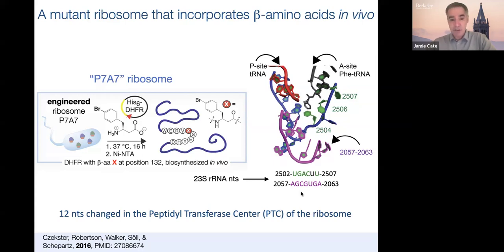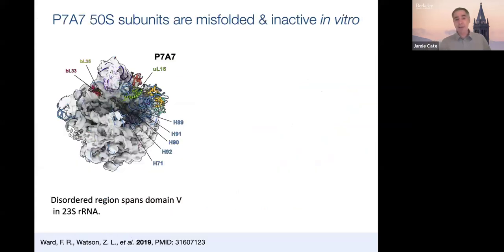And so they made 12 changes in the peptidyltransferase center, which is a lot. This is a very large RNA, 2,900 nucleotides, so almost 3,000 nucleotides, but when you work in a catalytic center of an enzyme or an RNA, this is a lot of mutations to make. So what ended up happening is, even though it worked a little bit in cells, when we purified these ribosomes, we found that much of this catalytic center was disordered, or we couldn't see it. It was not very well formed.